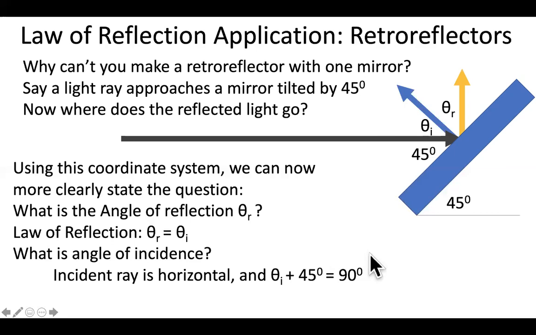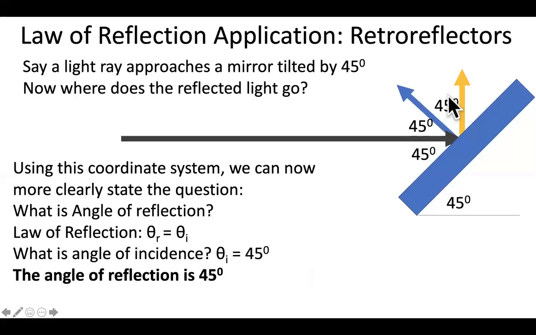So we also know this angle plus 45 is 90. Now we just have an algebra problem to solve, and it's a fairly straightforward one. 90 degrees minus 45 degrees, this thing is 45 degrees. So we now know the angle of incidence is also 45 degrees. Yay. Now we can use the law of reflection to figure out what this angle is, and it works out to be also 45 degrees. So we can now say what direction that light goes out. It goes out at an angle of 45 degrees relative to the surface normal.